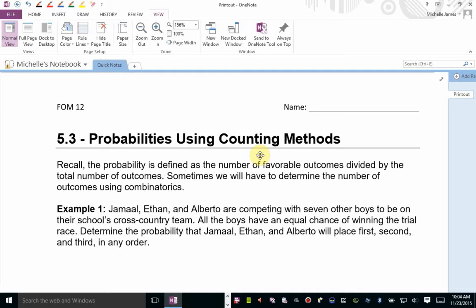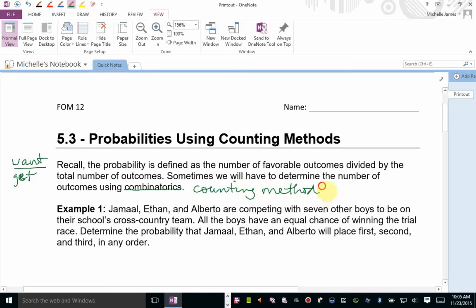So it says recall the probability. That probably should say recall that probability is defined as the number of favorable outcomes divided by the total number of outcomes. Remember that basically means what you want divided by what you could get. Sometimes we will have to determine the number of outcomes using combinatorics, and that's basically what we were using last chapter about counting methods. And we used lots of different strategies on how we can find out the total of something.